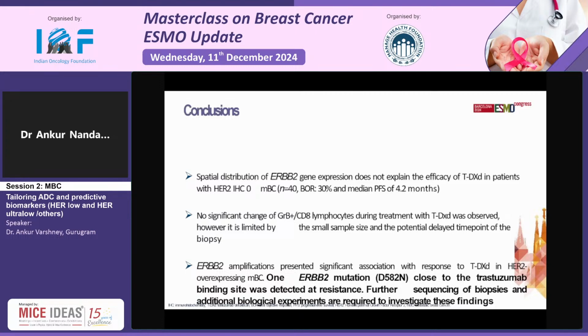There was no significant change in association with the presence of granzyme B and CD8 lymphocytes during and after the treatment. However, ERBB2 amplification presented a significant association with response to trastuzumab deruxtecan in HER2-overexpressing metastatic breast cancer, and one ERBB2 mutation, D582N, close to the trastuzumab binding site, was detected at resistance.